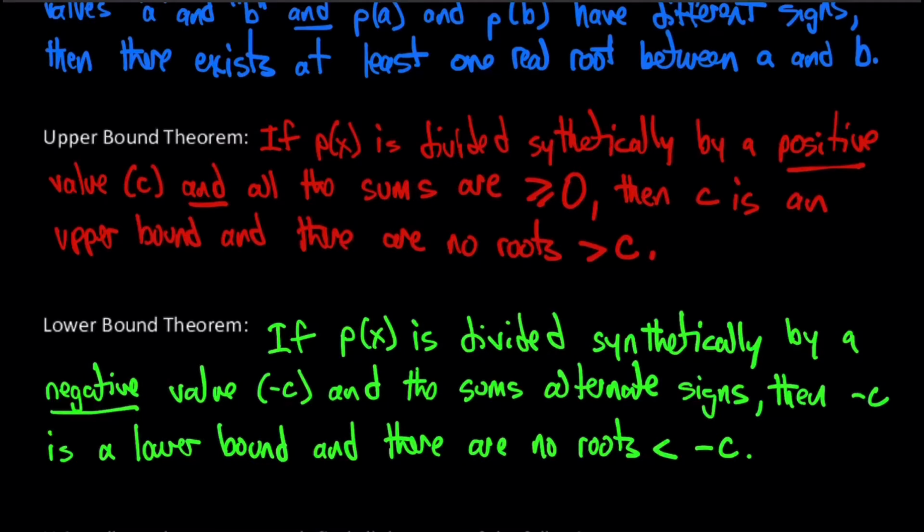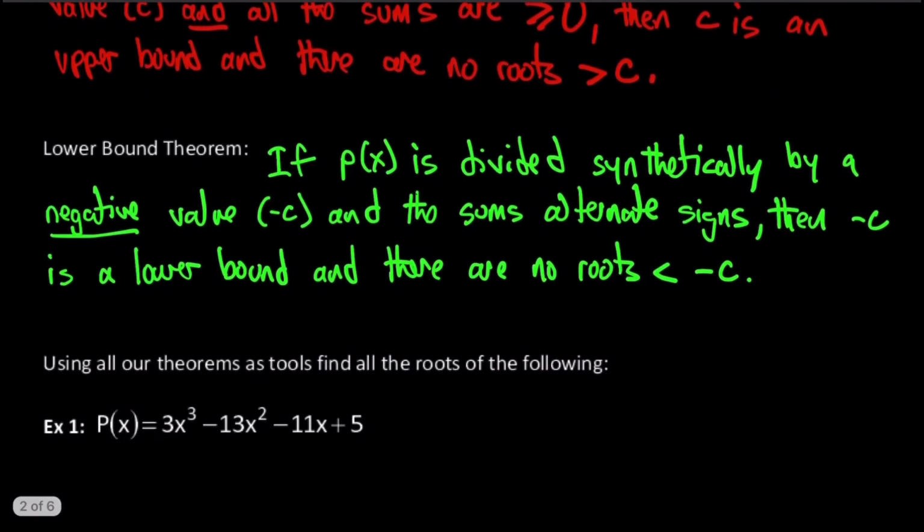You try a positive number, all the sums are positive, it's not a root, don't bother trying anything more than that. And then the lower bound says, I tried a negative possible root, it didn't work, but the signs alternated, then it's a lower bound. I wouldn't try anything less than that.